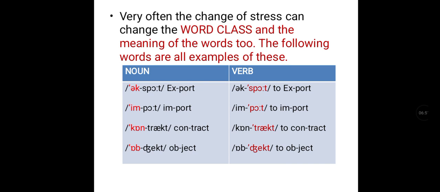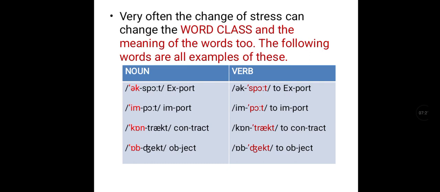Look at the nouns. We have the word export, we have import, we have contract, then we have object. While on the other side, for the verb, the stress has changed. This now becomes export, then we have import, then we have contract, then we have object.